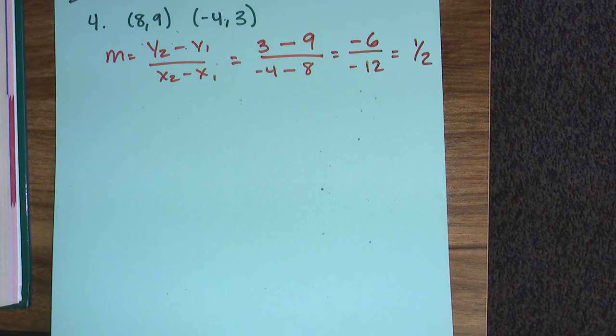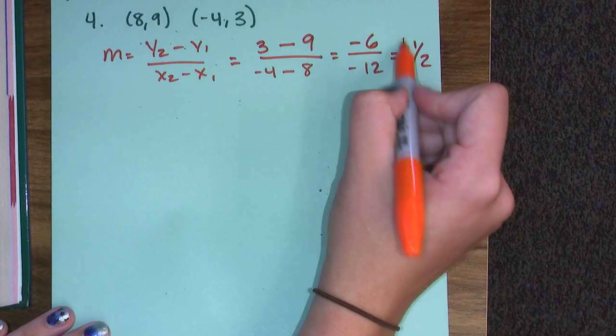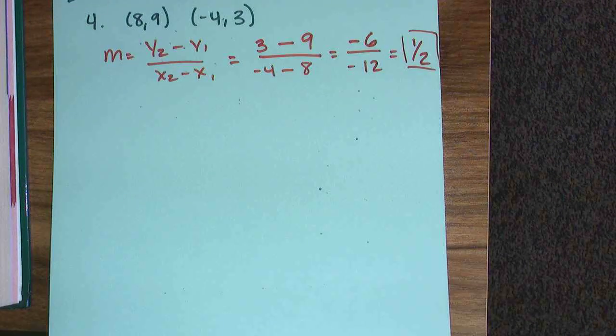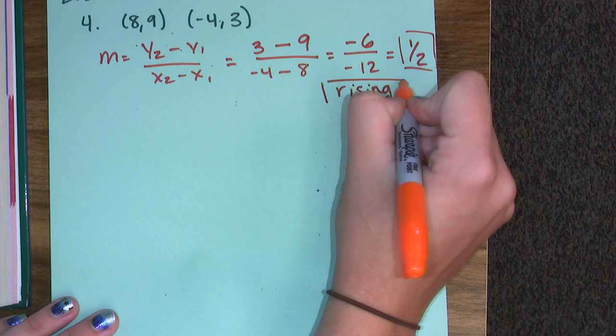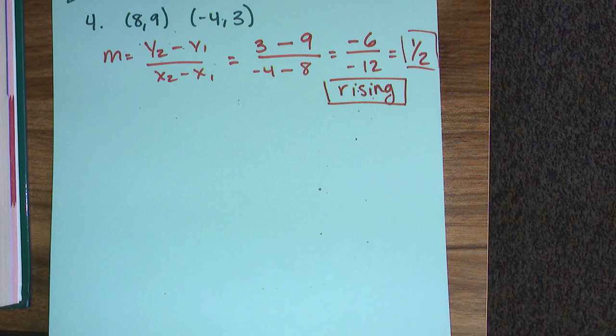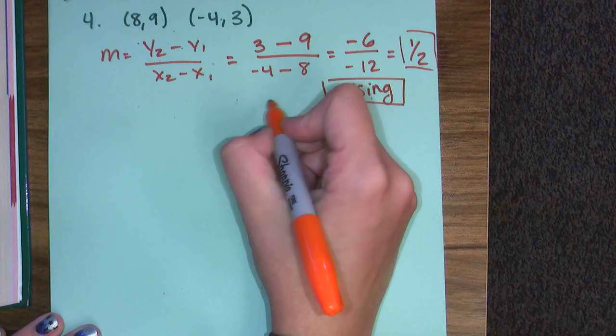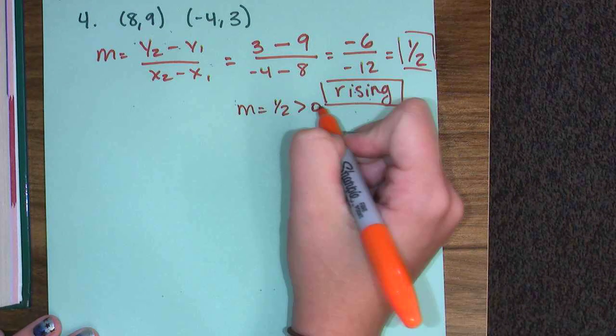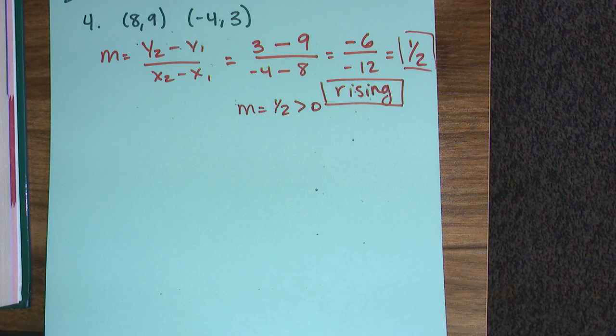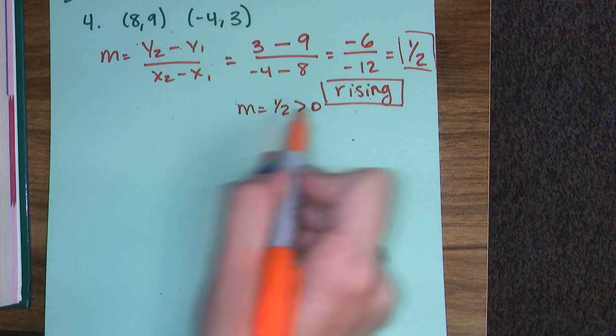Okay, so the slope is 1/2. So what does that mean about our slope? It's rising. Because the slope is equal to 1/2, which is greater than 0. So that means it's rising. Because if our slope is greater than 0, we're rising.